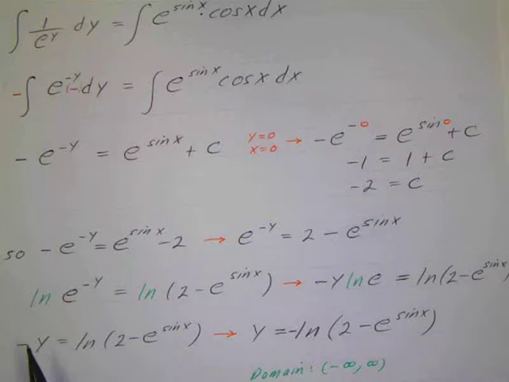So I want to solve for positive y, so I multiply both sides by negative 1, so I get y equals negative the natural log of 2 minus e to the sine of x. And I don't have any natural log of x or anything like that that would put a restriction on x, so my domain would be negative infinity to infinity. Okay? So I hope those all make sense.